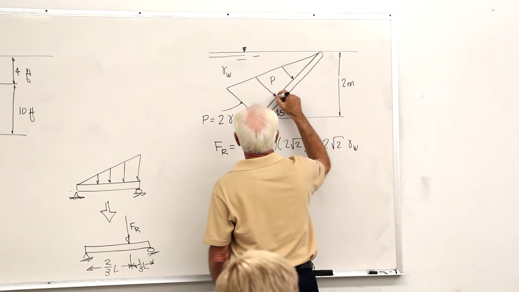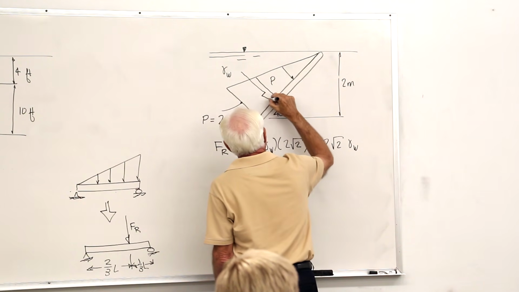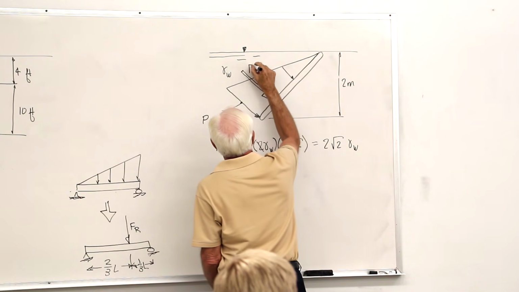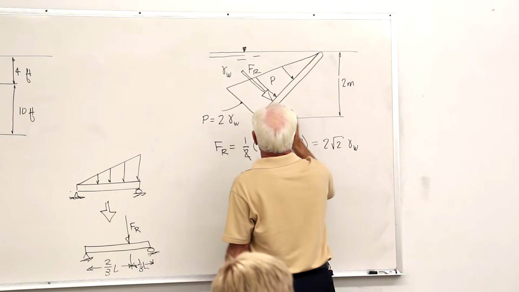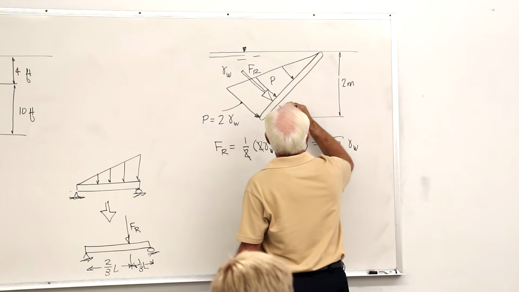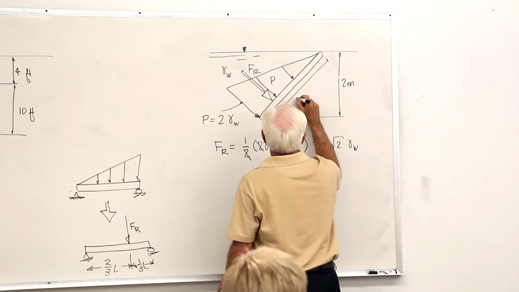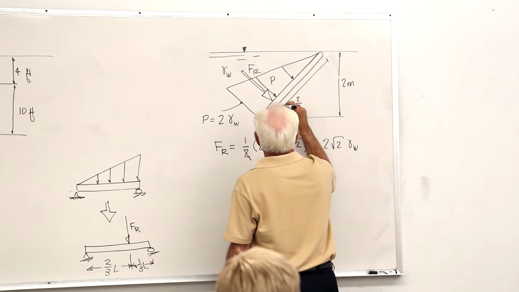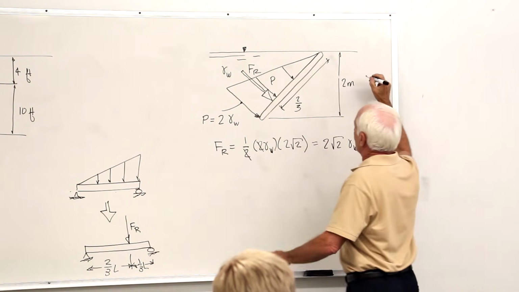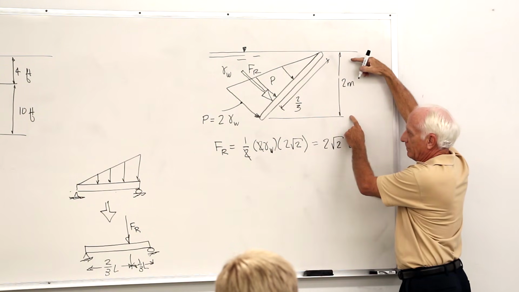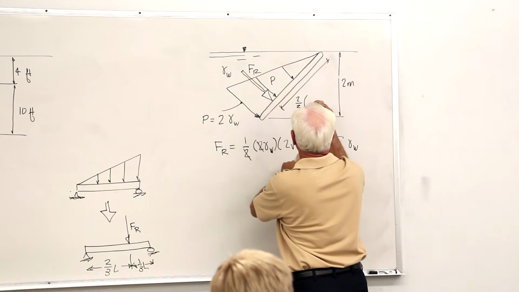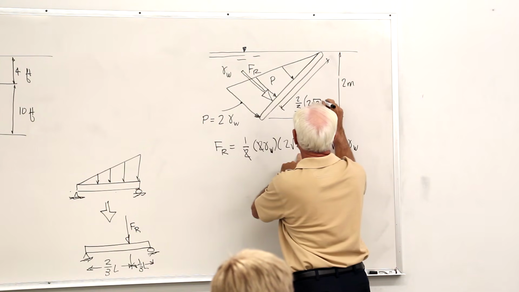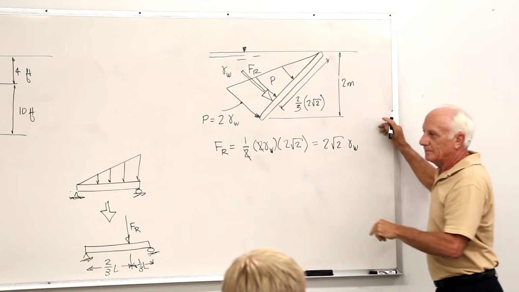So the resultant force here, F sub R, would act at 2/3. What is that distance? We have it right here, 2 square root 2. 2/3 of 2 square root 2. Okay.